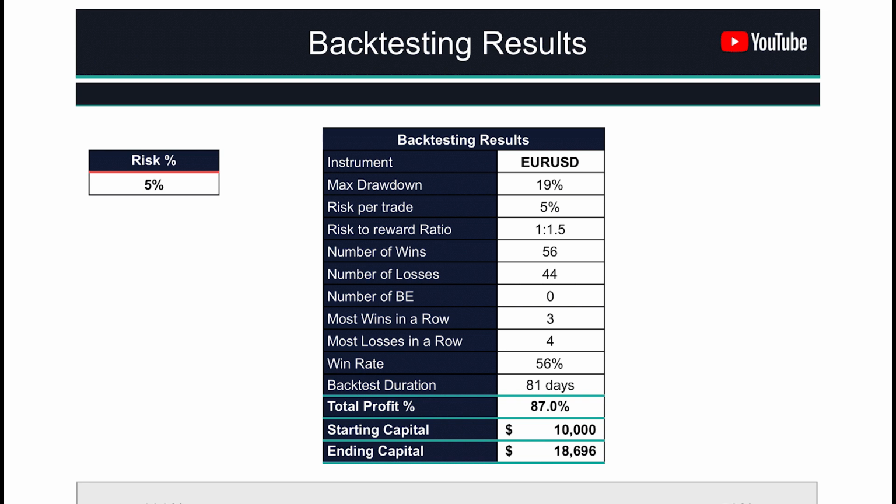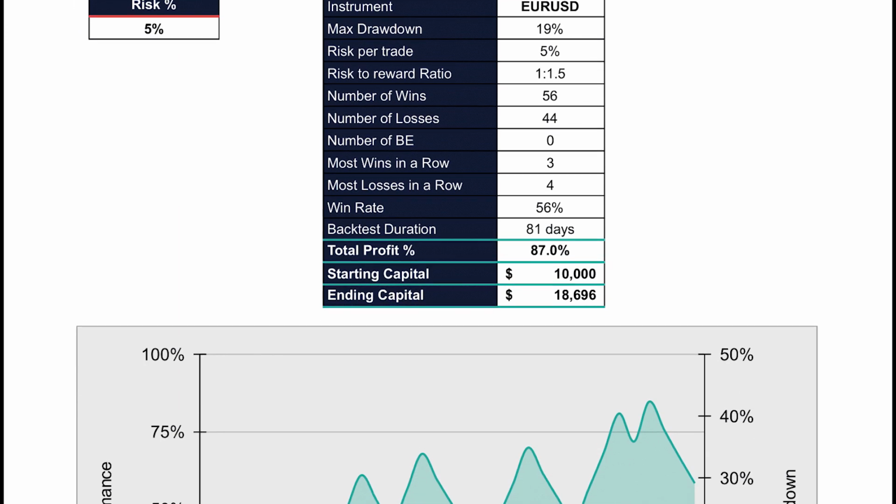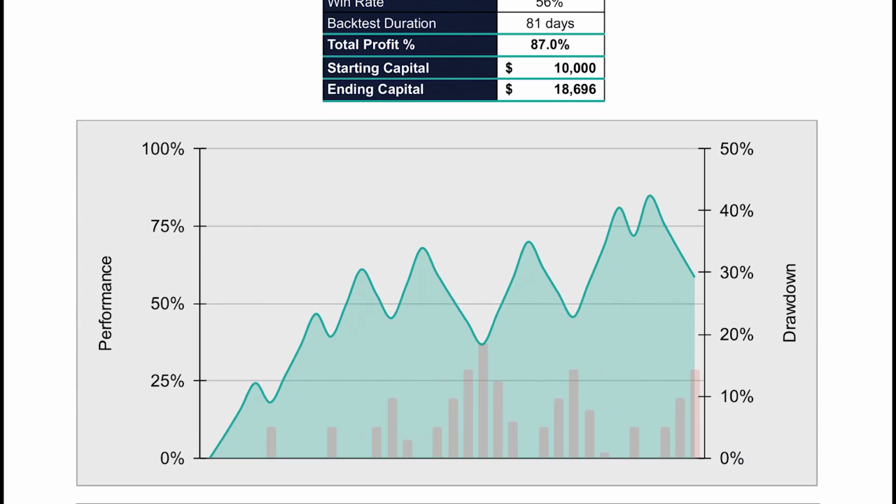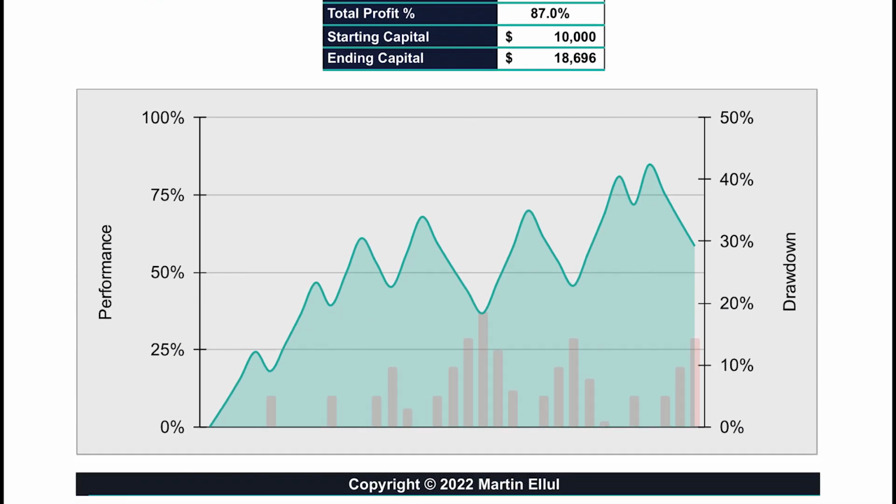So if you would have started with $10,000 in less than 3 months, you would have ended up with $18,700. So this strategy is a great long-term strategy. The fact that we had a fixed risk to reward ratio really helped the consistency of the strategy.